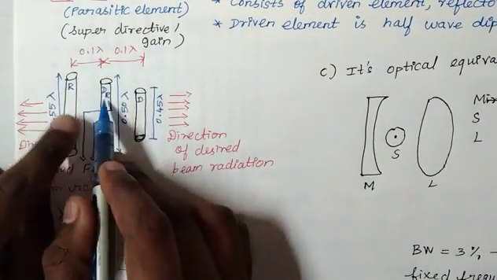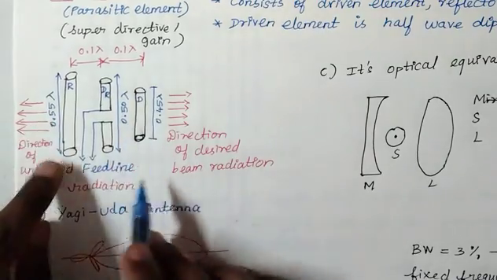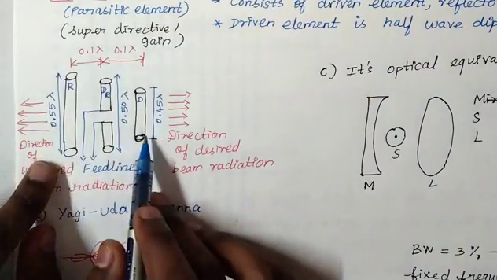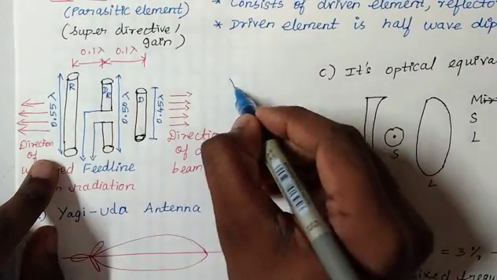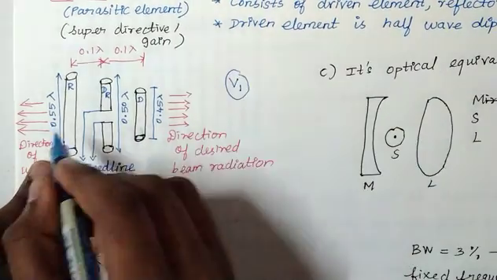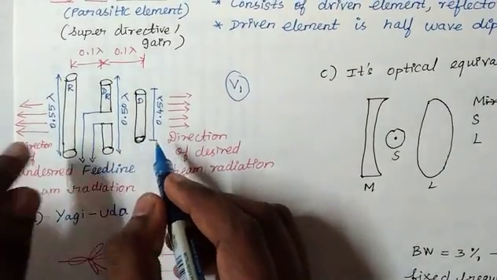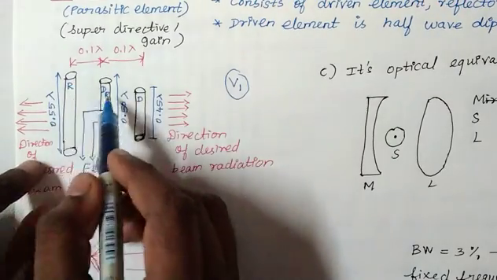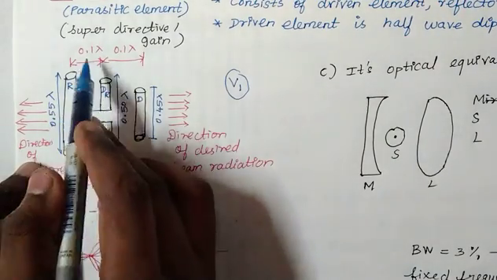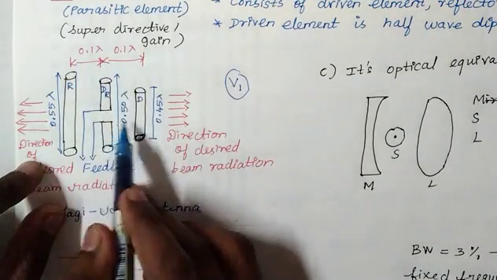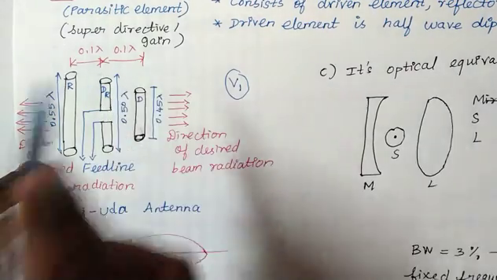The spacing between the driven element and the parasitic elements, so this is a parasitic element and this is a parasitic element, which means that there will be no voltage flow in those parasitic elements and voltage flow will occur only in the driven element. The spacing between the driven element and the reflector will be 0.1 lambda and the spacing between the director and the driven element will be 0.1 lambda.